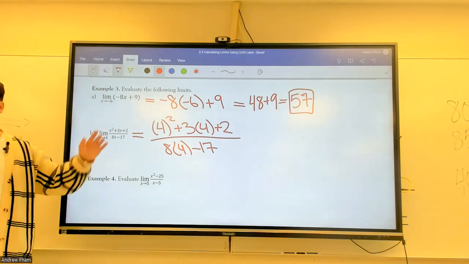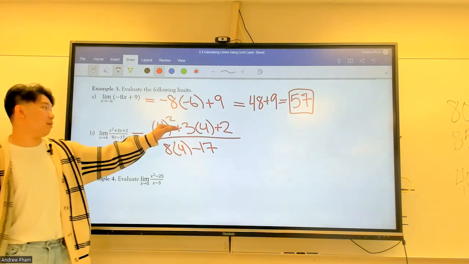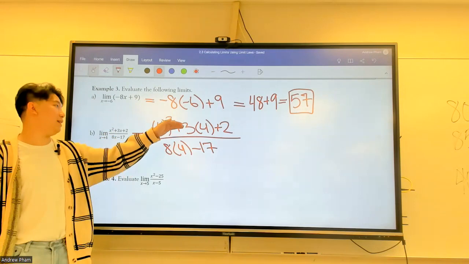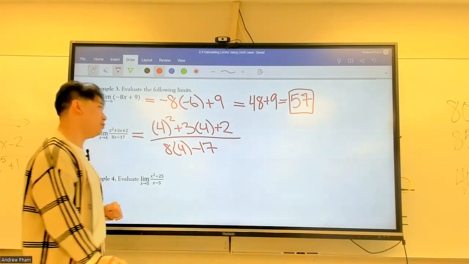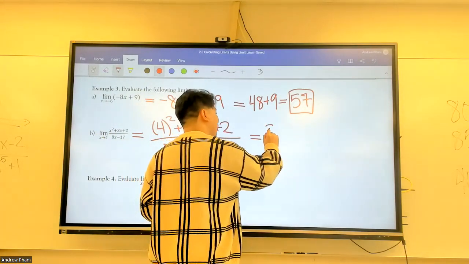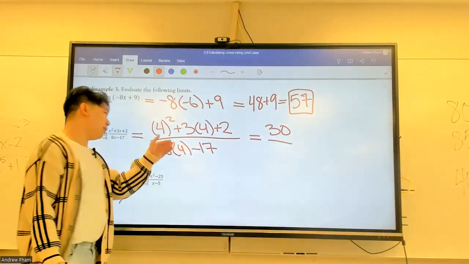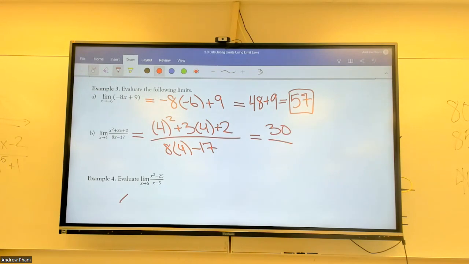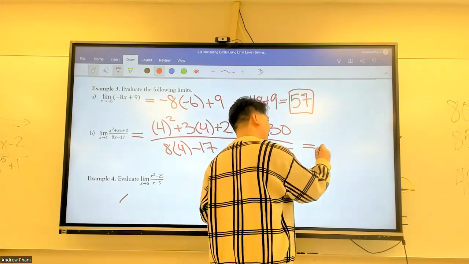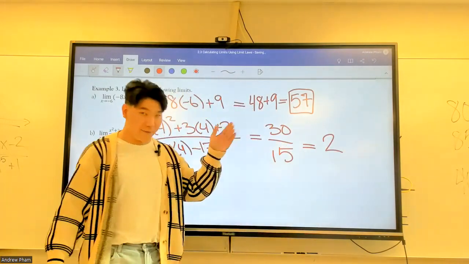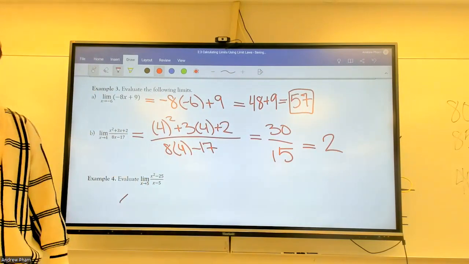4 times 4, 16. 16 plus 3 times 4, 12. So 16 plus 12, I get 28. 28 plus 2, I get 30 on the top. On the bottom, 8 times 4, 32 minus 17, 15. So I agree. 30 over 15 definitely gives us 2.